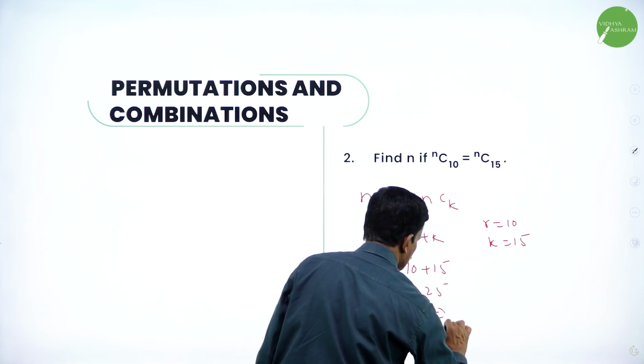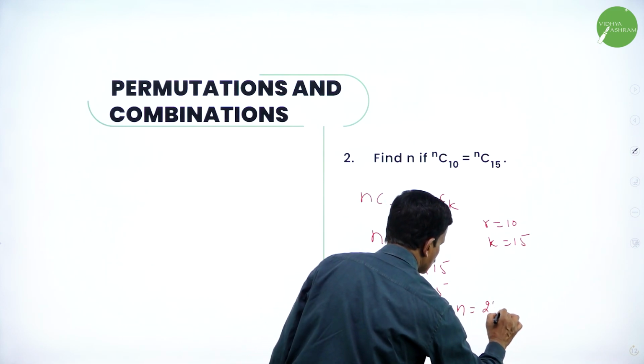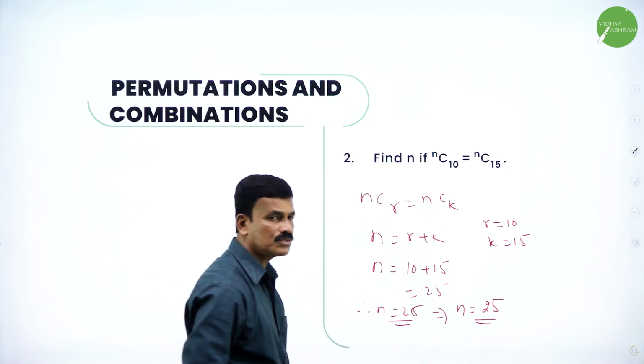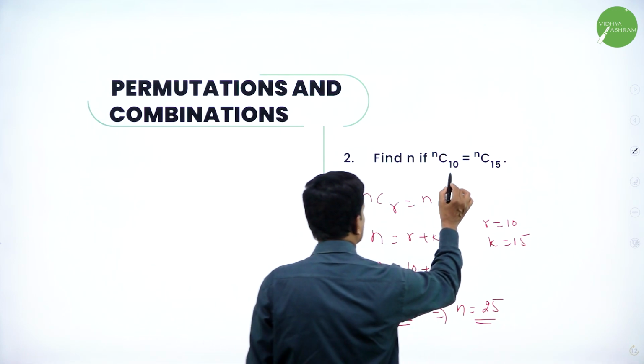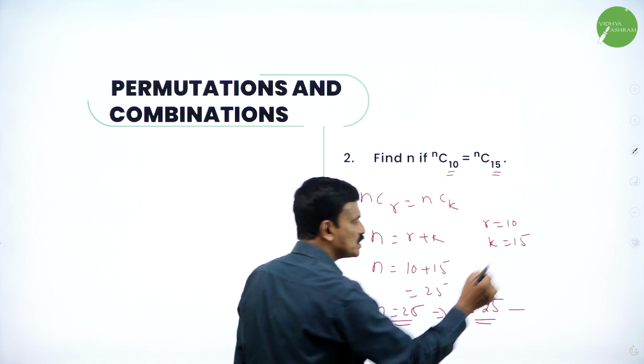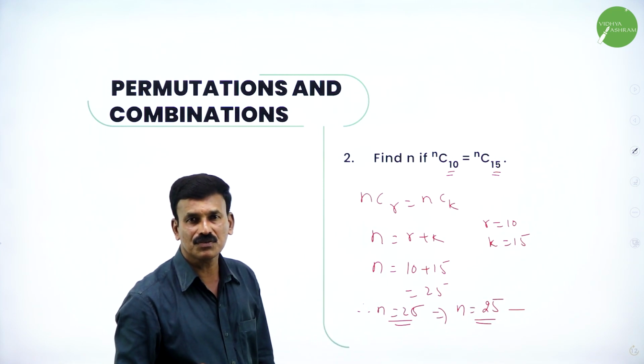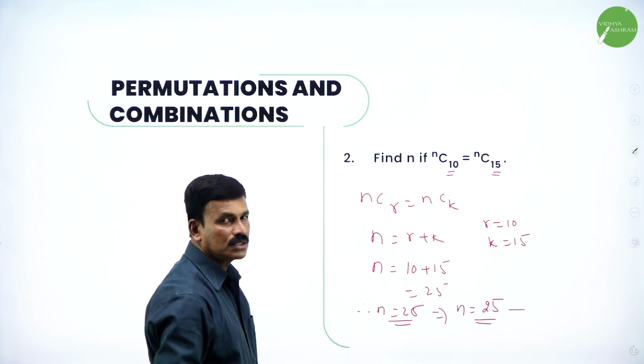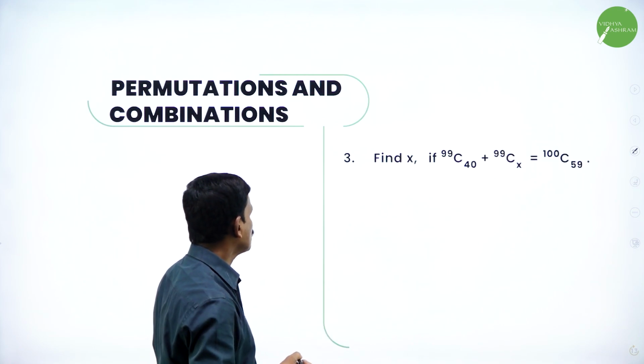n is equal to 25. That's it. Just add these two. 10 plus 15 is equal to 25 is the value of n. That's all for a 1 mark MCQ. This is an MCQ problem. Now, move on to the next problem.